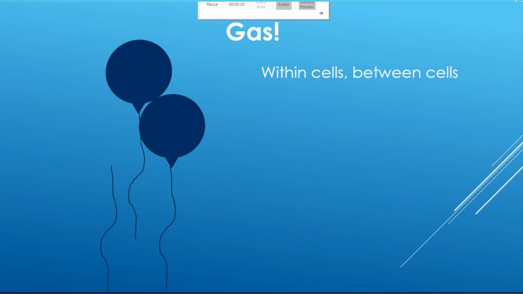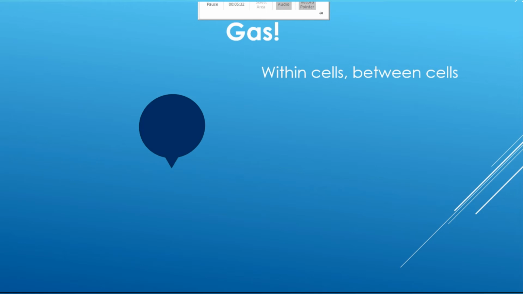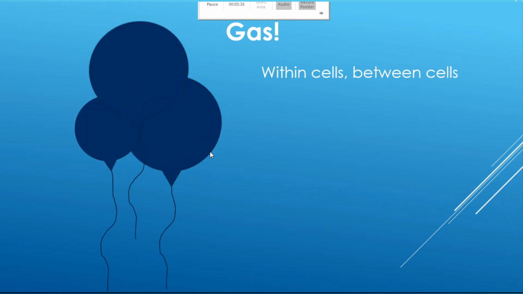So let's just imagine that we have balloons, and these balloons are going to represent cells. If you've got balloons or cells and you're adding gas inside that cell, what's going to happen? We're adding something to a cell or a tissue, the tissue is going to get bigger. In this case, we're adding gas to a balloon, the balloons are going to get bigger.